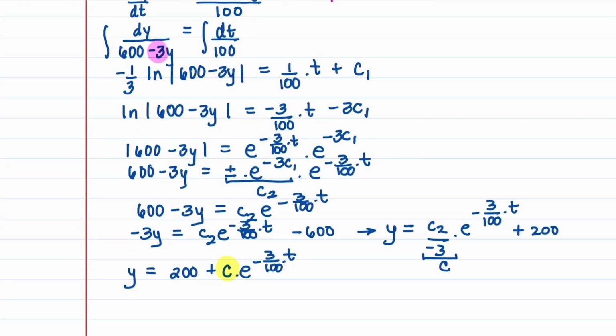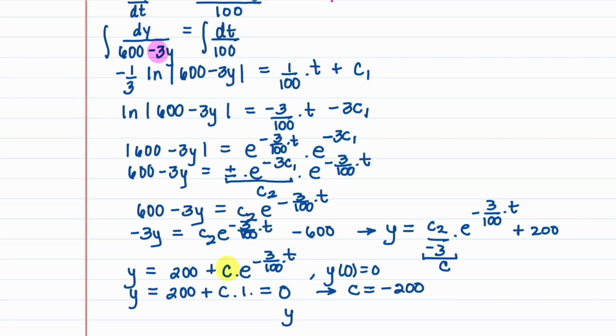Now we need to solve for c, and we can do that by using our initial condition that y of 0 was equal to 0. So let's plug in that t is equal to 0. This gives us y is equal to 200 plus c times e to the 0, which is just 1, and this is equal to 0. So this tells us that c is equal to minus 200.